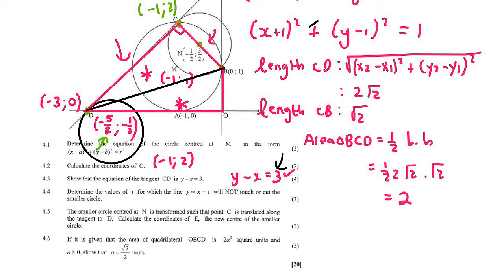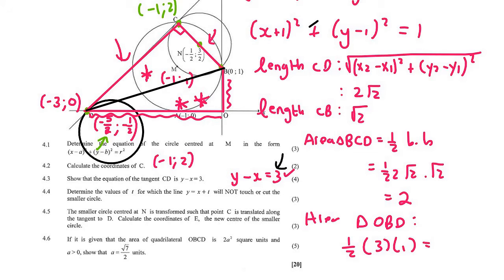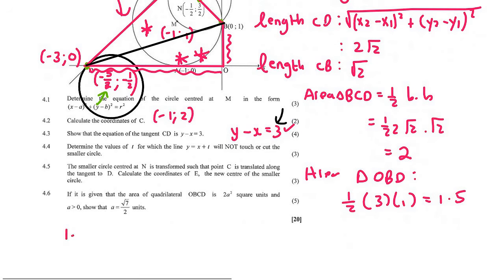Now the area of the other triangle, which is this one over here, that's quite easy, because we know that this base length over here is 3, and this height is 1. So we can say area of triangle OBD is going to be a half. Its base will be 3 and its height will be 1, and that's 1.5. So now we just add those two values together. So 1.5 plus 2 is 3.5, and that's going to be the area of OBCD.